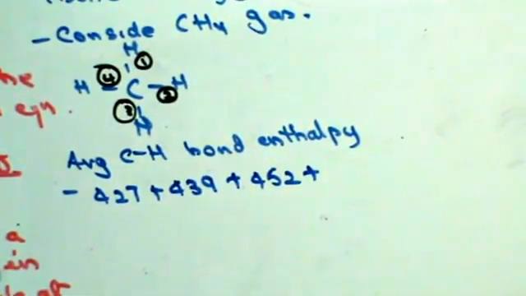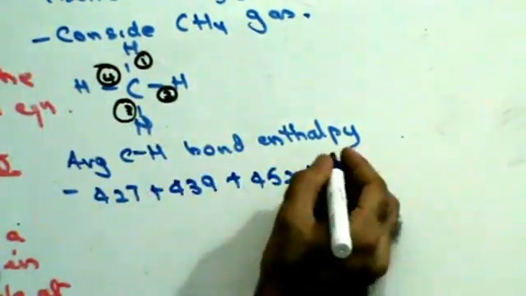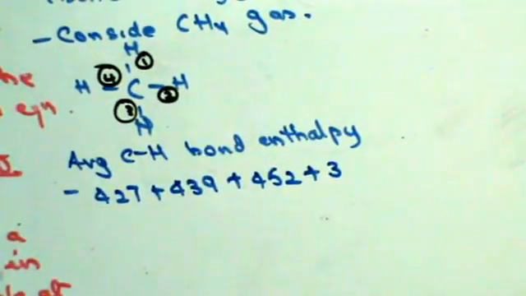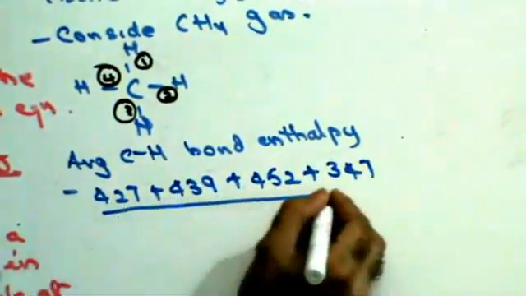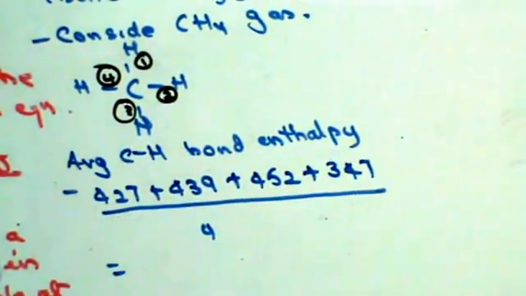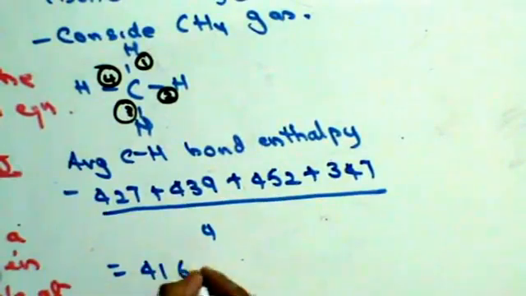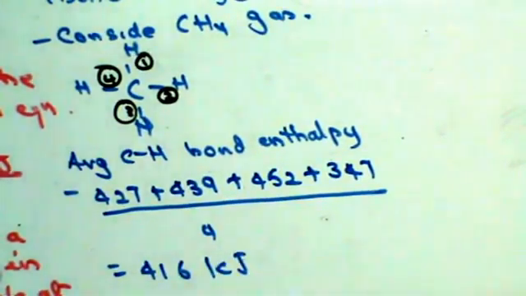Right? The energy required to break the last CH bond is 347. There are 4 bonds which have been broken so far. So the average energy required to break this is 416 kilojoules per mole.